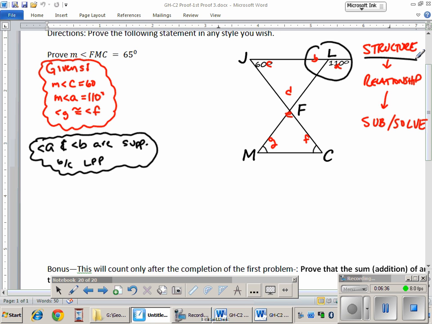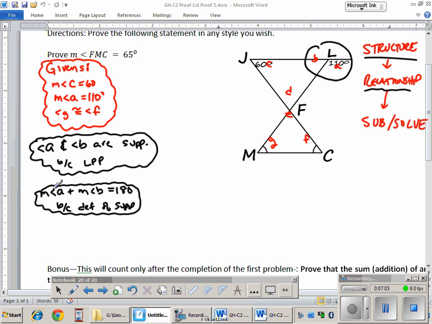Now from here, where do we go? Well, this is the relationship part, right? If we know they're supplementary, that's going to drive an equation for us. If they're supplementary, then the measurement of angle A plus the measurement of angle B has to be equal to 180 degrees. And that's because of the definition of supplementary. Now there is some arrowing I have to do here because this idea came directly from the one above it, hence an arrow. So now I have the relationship.